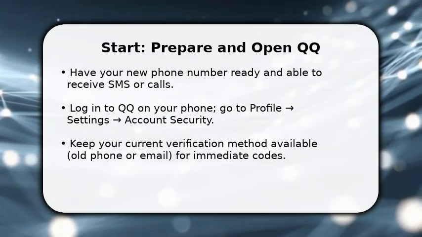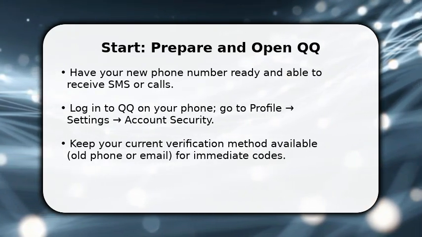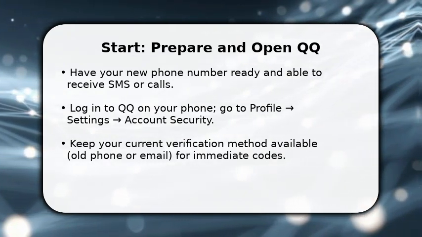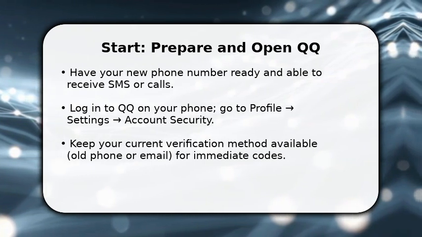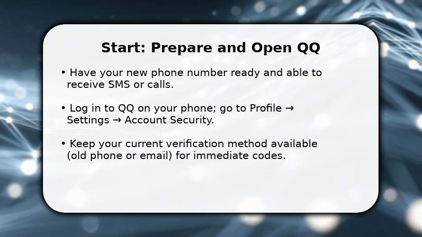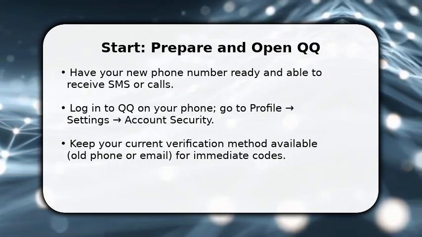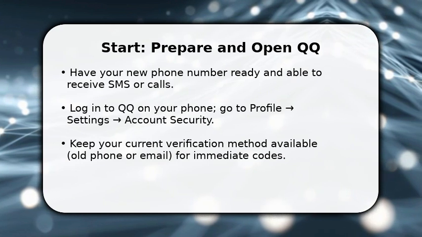You're starting this now. Open the QQ app and sign in. Make sure your new phone number can receive SMS because you'll need verification codes. Once logged in, go directly to Settings, then Account Security to find Phone Binding or Phone Number Change. Tap that option and follow the on-screen prompt to begin changing the bound number.